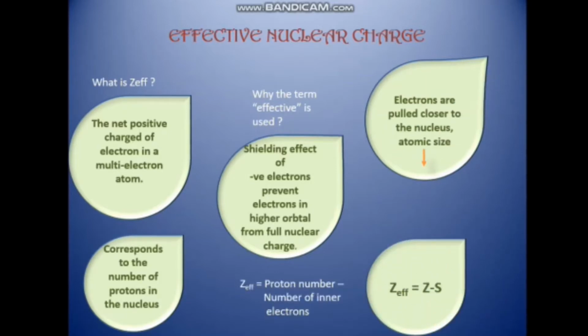Effective nuclear charge can be calculated. So here is the equation of effective nuclear charge on an electron. ZEF equals Z minus F. To make it clear, ZEF equals proton number minus number of inner electrons.